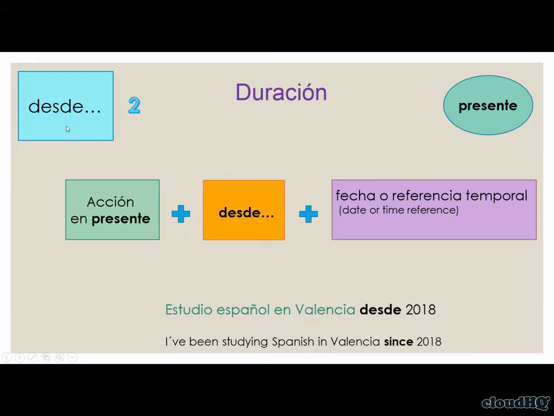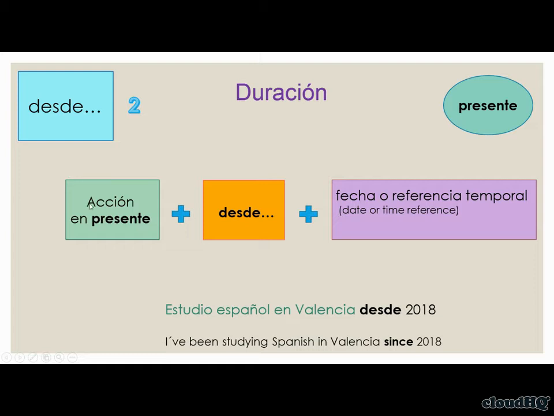2. Desde. Still using the present in Spanish, el presente. Presente is like this one, estudio, in present. When in English we're using I have been studying, it's a different tense. So that is one of the main differences between Spanish and English when we're talking about duration of an action that's still going on today, that we are still doing, or that it's still true.